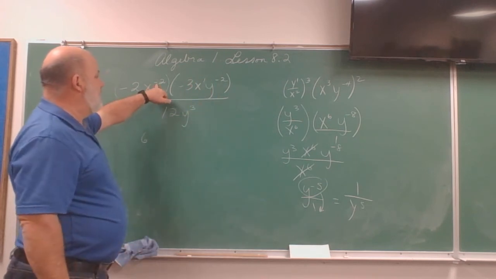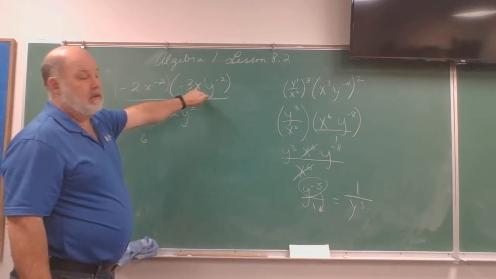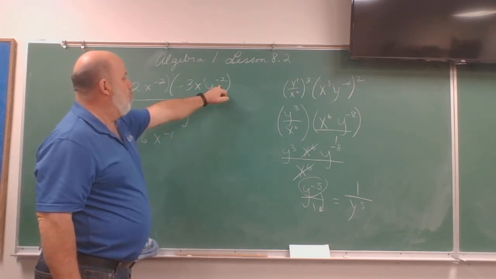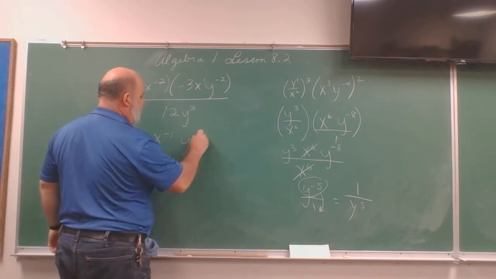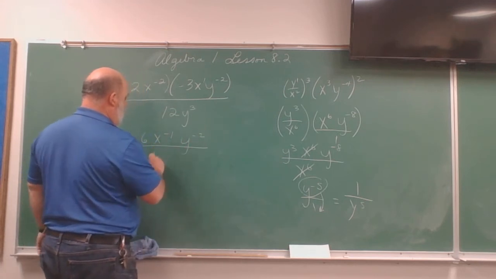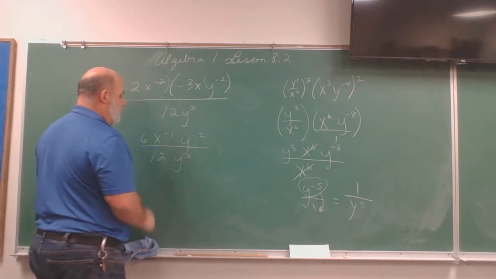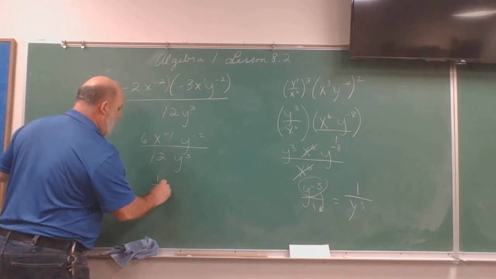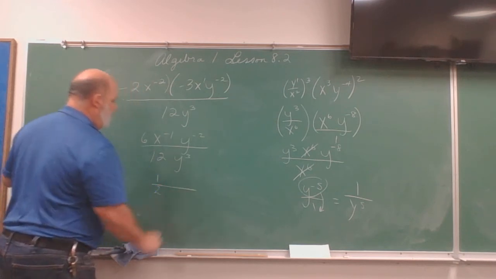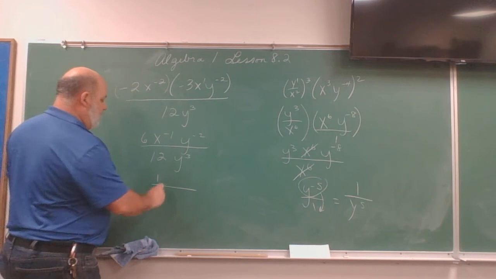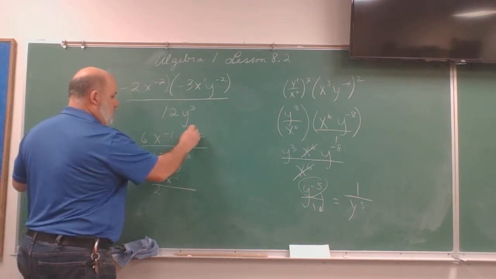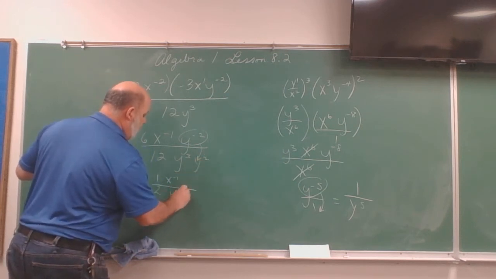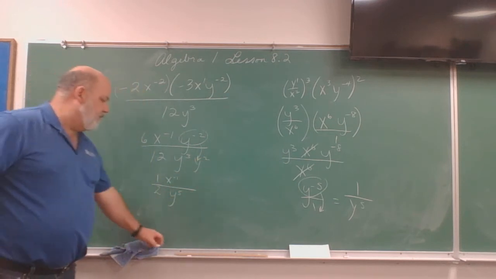Here's an x to the negative 2 times an x to the positive 1. That'll just give me x to the negative 1. And a y to the negative 2 out there by itself. Over 12 y cubed. 6 over 12 gives me 1/2. I'm going to run this out here, x to the negative 1. This y to the negative 2 jumps down and becomes y squared here, and we've got y to the 5th. There it is so far.